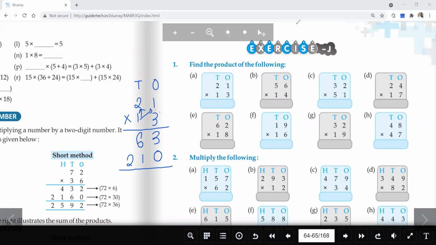First we will multiply by 3. The next time we will multiply by 1. We will write it like that, and here we need to do the addition, 372. Please complete B, C, D, E, F, G, H in the class. All these sums you need to complete very fast.